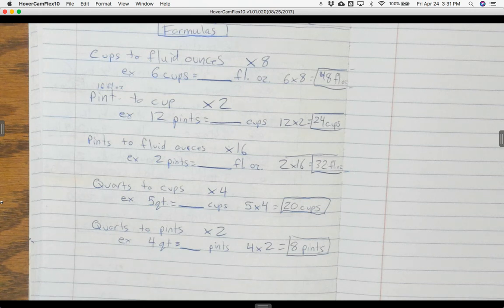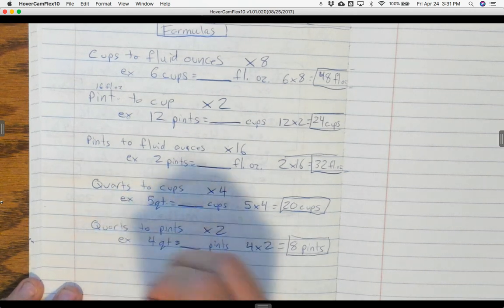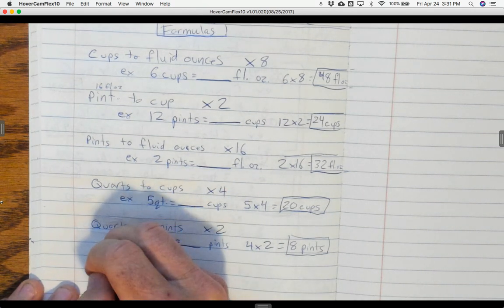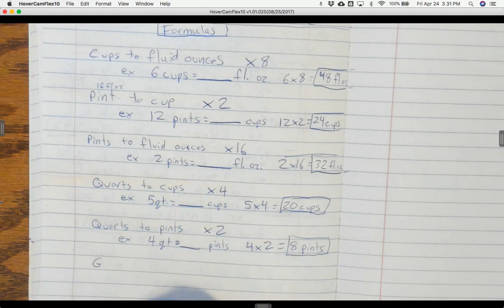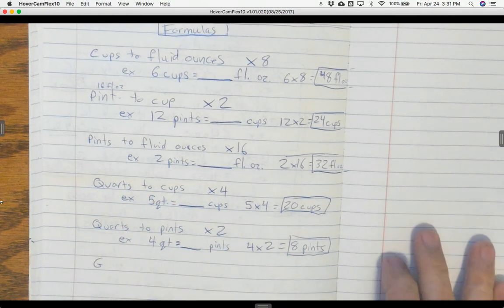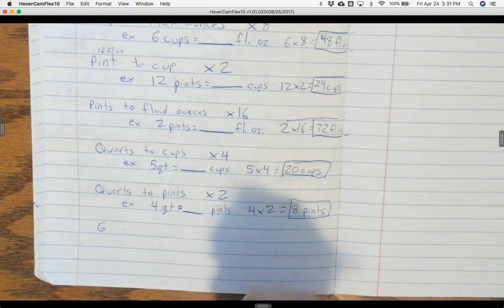We're not going to have anything today with cups to fluid ounces, so we're going to move on to our last 3 formulas. So that's going to start with gallons. So all of these today, we're going from a large unit to a small unit, so we're going to be multiplying on all of them.